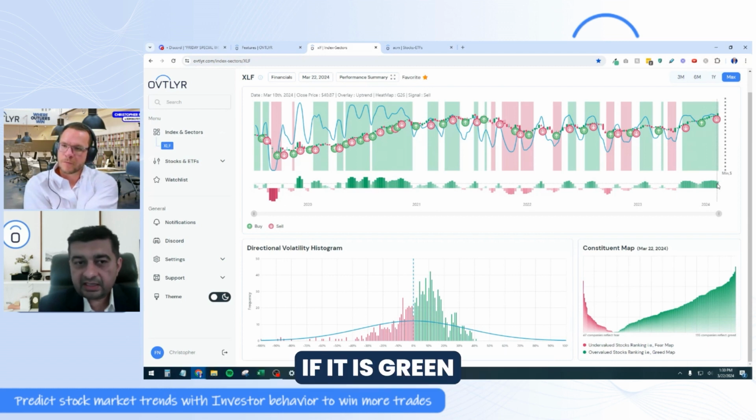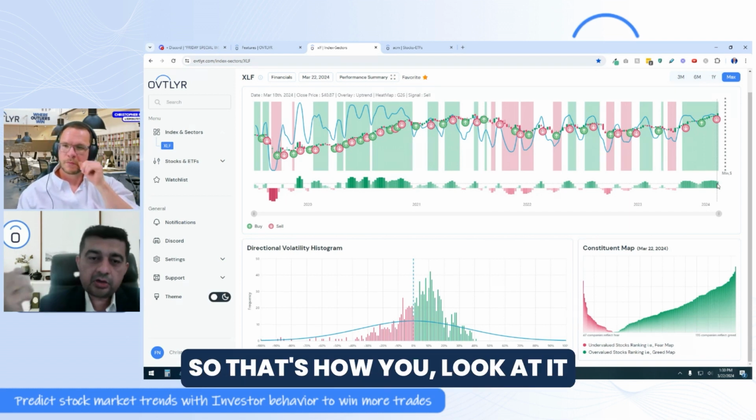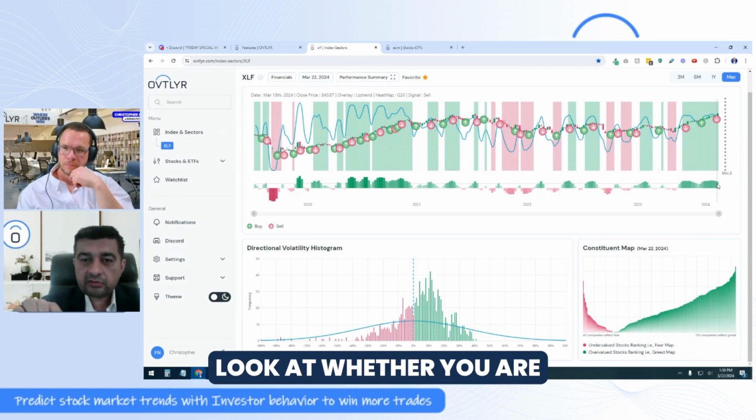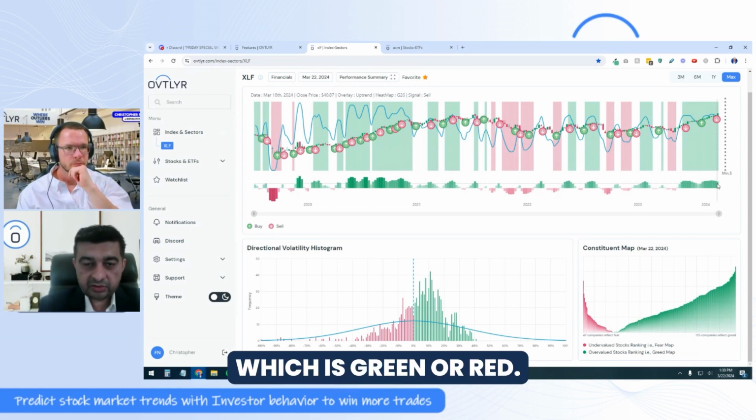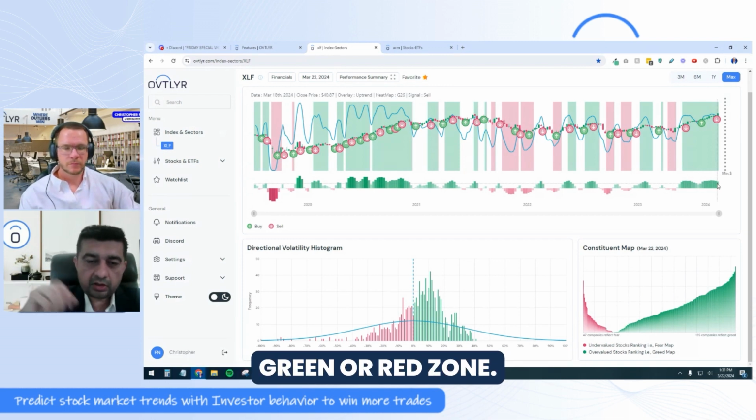If it is green, then it's toward the green side. Yeah, that makes total sense to me. So that's how you look at it. You can go to that individual stock company page, look at whether you're seeing the heat map which is green or red. Then you can easily determine whether it's in the green or red zone.